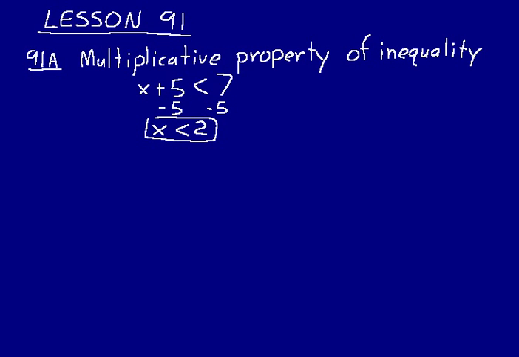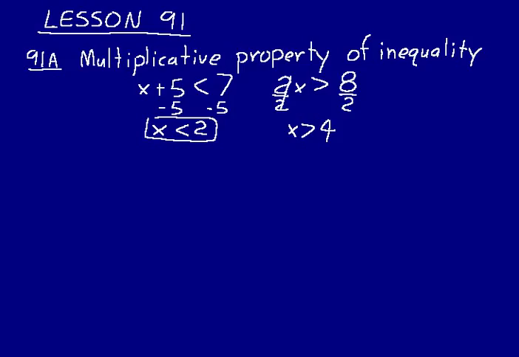The multiplicative property of inequality works pretty much the same way. For example, if we had this inequality, 2x is greater than 8, we would divide both sides by 2, just like it was an equal sign in between them, and we end up with x greater than 4.